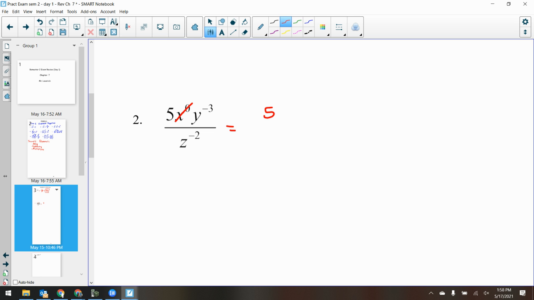Now, is the y happy where it is? No. To make it happy, you move it. It's not happy on top. It's got to go to the bottom, makes it happy. Is the z happy on bottom? Move it to the top, make it happy. Turn it positive. There we have it. So negative exponents are not happy where they are. Change where they go. Okay? Let's keep it going.